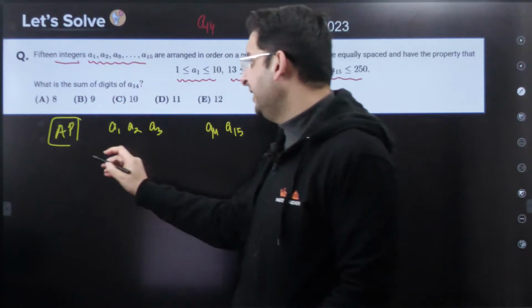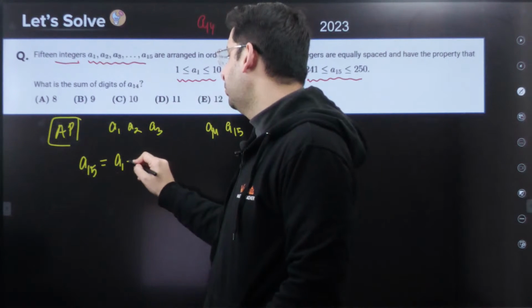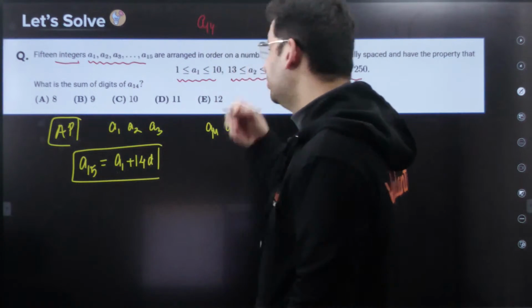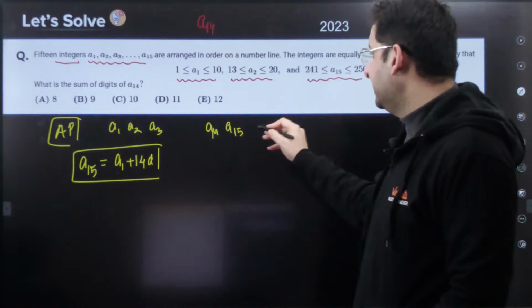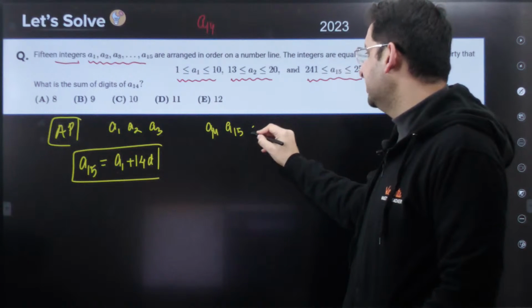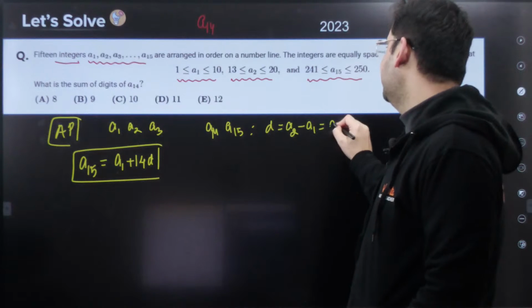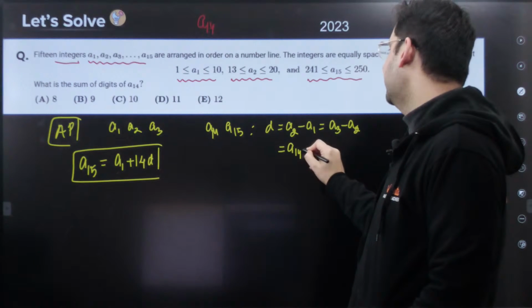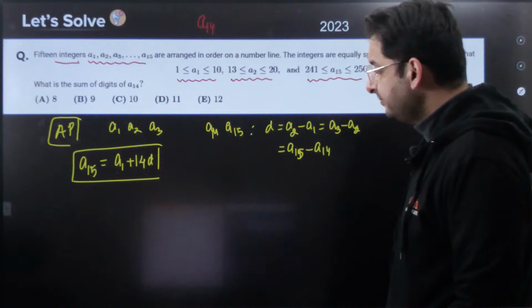ठीक है, so A15 is actually A1 plus 14D. ठीक है, ये concept. Otherwise also, सोच के देखो. The difference between two consecutive terms is called the common difference, जिसको normally हम D से represent करते हैं. D is A2 minus A1 और A3 minus A2 और A15 minus A14, whatever. So this is the common difference.